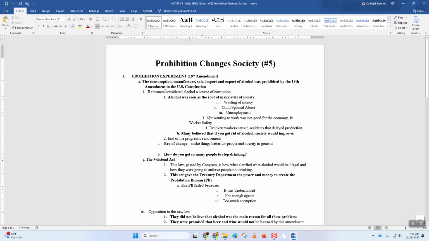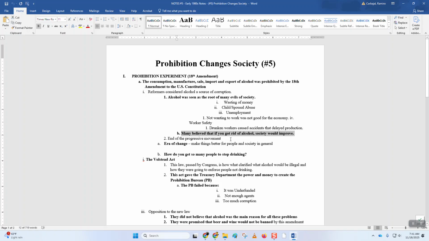Reformers, people who want change, considered alcohol to be the source of corruption. That many of the evils of society, like, as I mentioned, wasting money, child or spousal abuse, unemployment, not wanting to work for the economy because they didn't want to work, they wanted to be lazy. Then worker safety, people did go to work, but they were too drunk. And they believed, you know what? There's an easy solution. You get rid of alcohol, society improves.